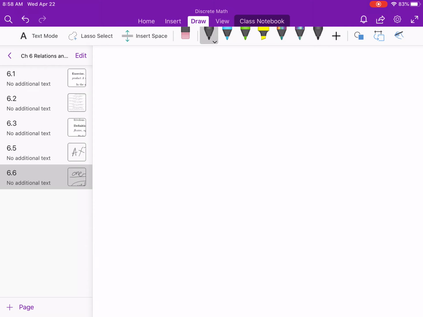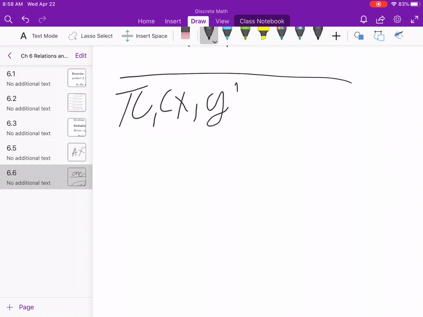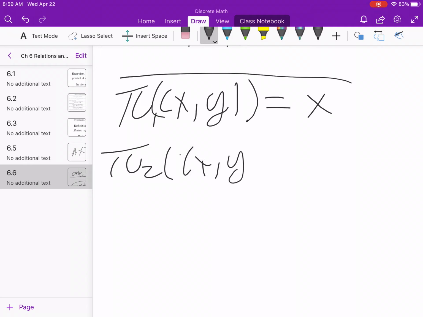Okay. Talk about a few more things. The book brings up something called a projective mapping, right? So pi 1 of x, y, that's just going to give me the value x. Pi 2 of x, y is always going to give me y. That's not a particularly interesting mapping, but it is a thing.